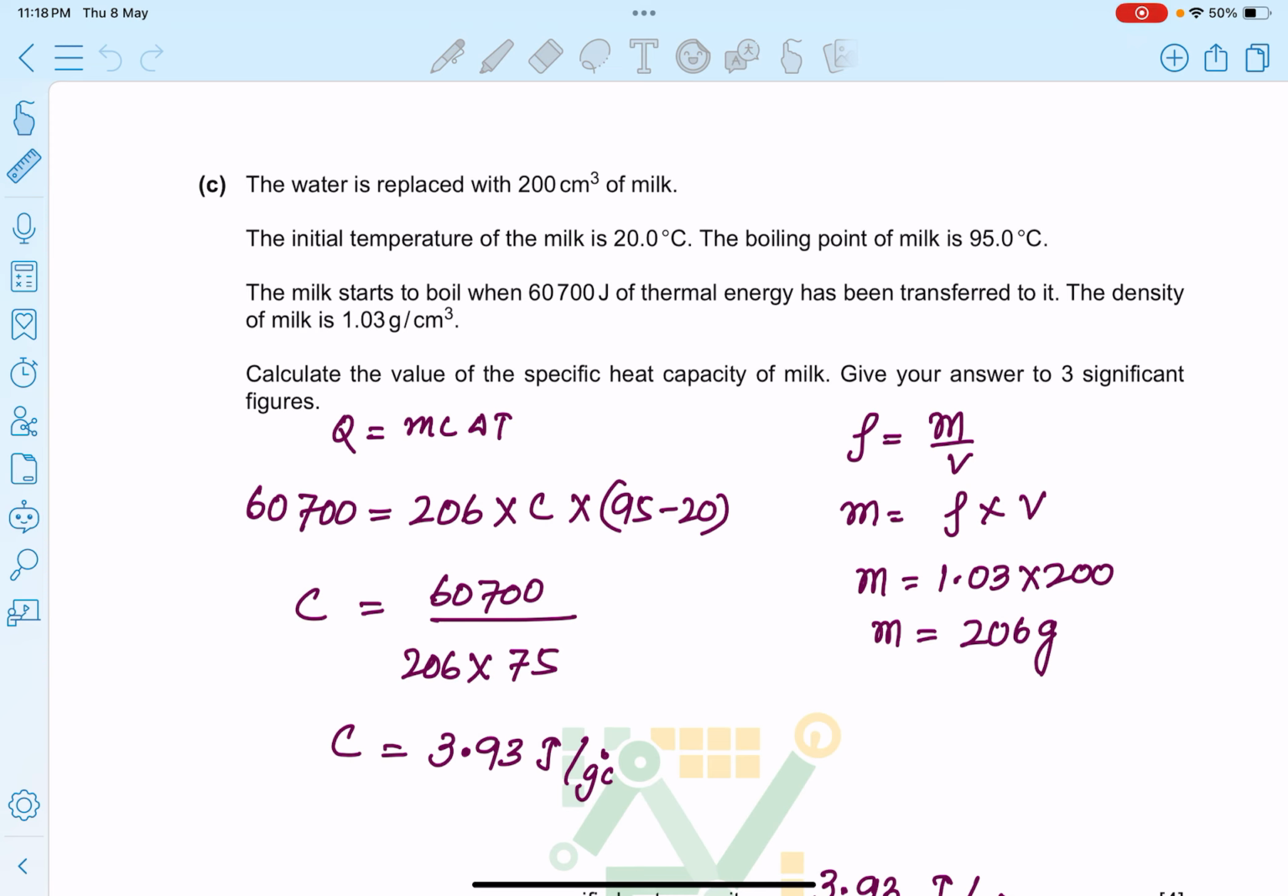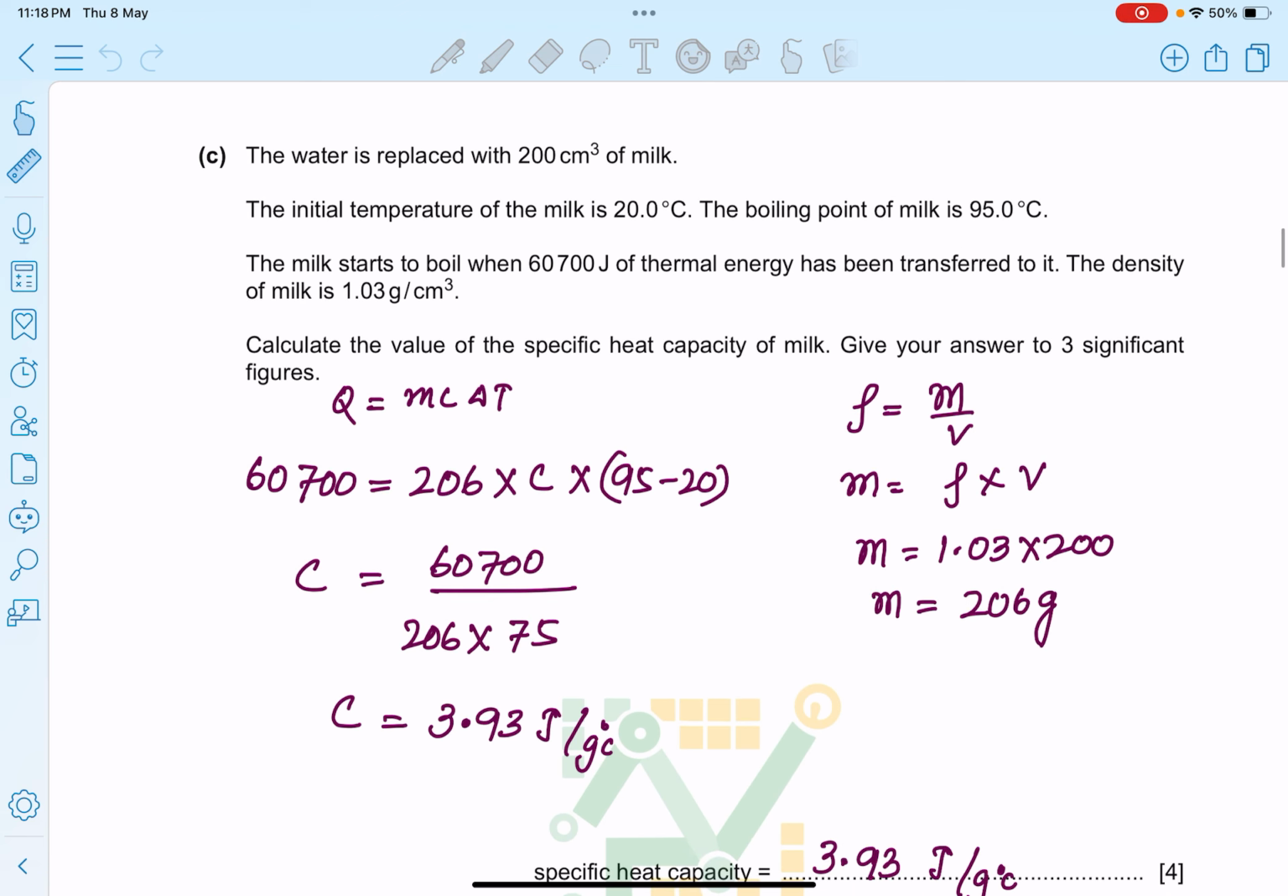Or they can give you the specific heat capacity, the mass, and the change in temperature, and ask you for the energy. So it doesn't matter. For specific heat capacity, we have only this one formula. Did you get it? Q equals mc times delta T. Q is the energy, m is the mass, c is the specific heat capacity, and remember this delta T means change in temperature.